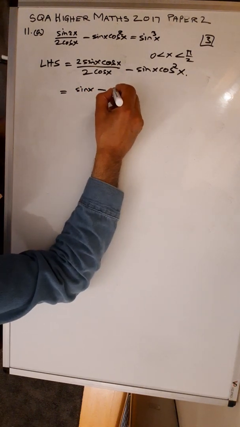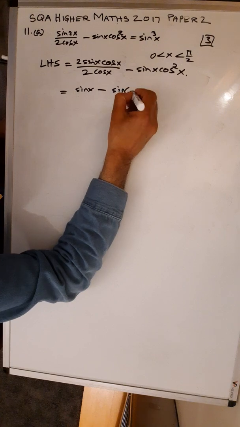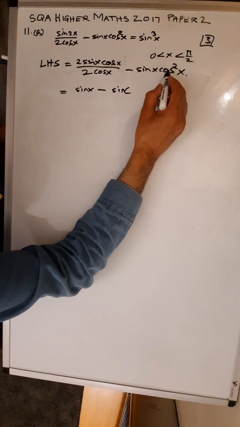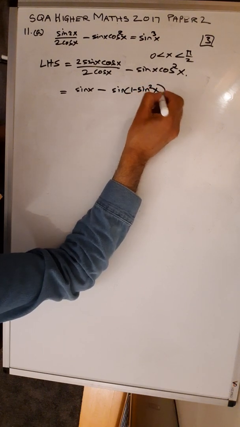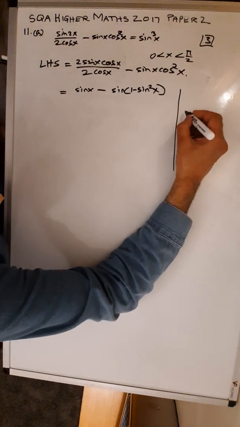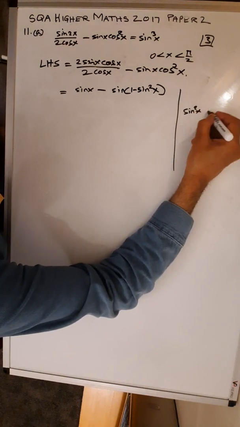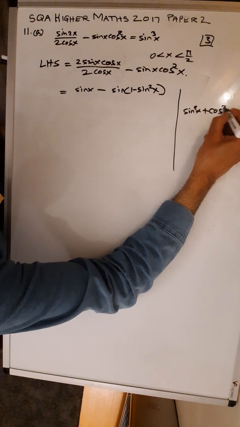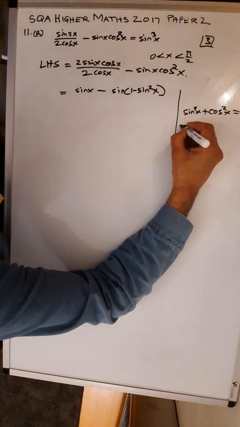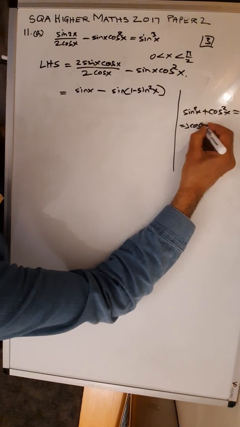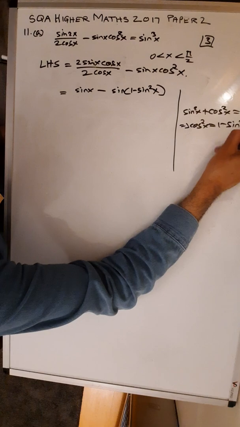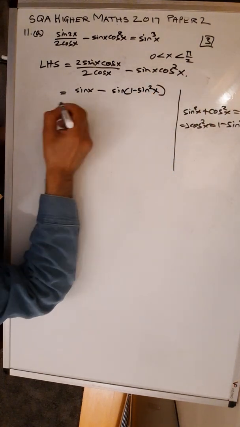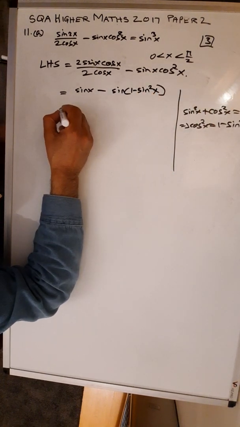Minus sin x. You need to use your identity sin squared x plus cos squared x to write this as 1 minus sin squared x. That identity you're meant to know: sin squared x plus cos squared x is equal to 1, which means that cos squared x is equal to 1 minus sin squared x. That's what you're using here.